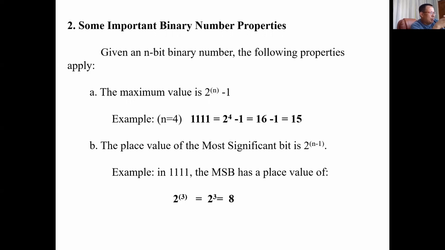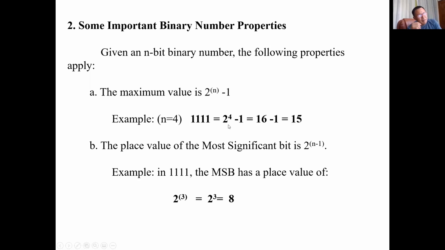Given an n-bit binary number, here is the following property. The maximum value of an n-bit binary number is 2 raised to the n, and after that quantity, we deduct 1. For example, if n is 4, you have 1, 1, 1, 1. That's the highest value. 2 to the 4 is 16, minus 1 is 15. So 1, 1, 1, 1 is also 15.